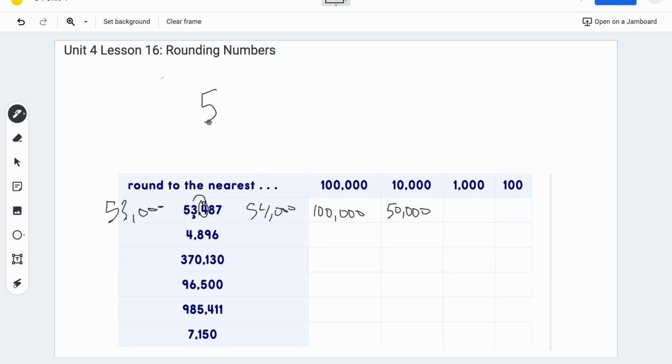So anytime you see the digit to the right is 5 or more, we're rounding up. If we see anything less than 5, so we see 0, 1, 2, 3, 4, all of these digits are less than 5, we're rounding down.